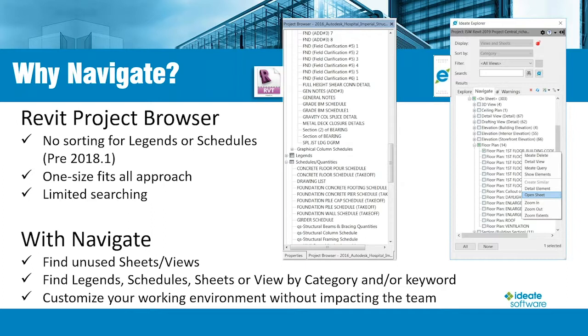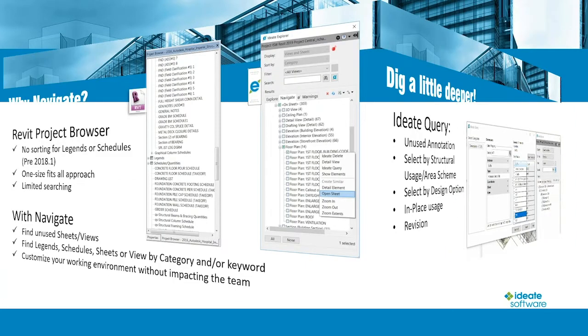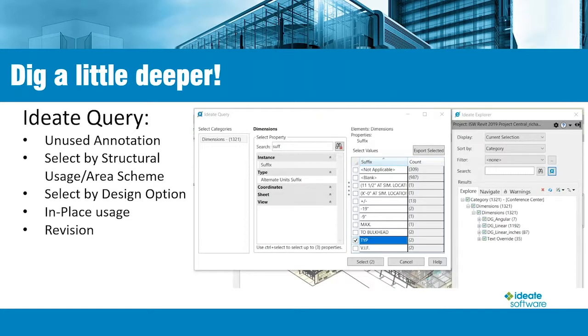All right, the last thing before we go into warnings is talking about query. Query is giving you, as I said, the ability to dig a little bit deeper and understand elements based on their parameter values. So, we can find unused annotation, or we can say, in place usage or select by revisions.